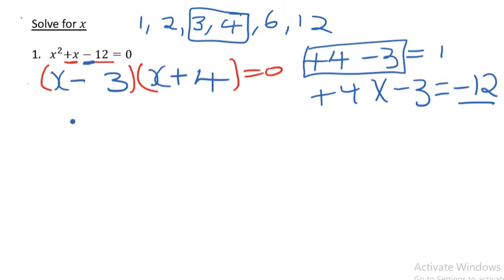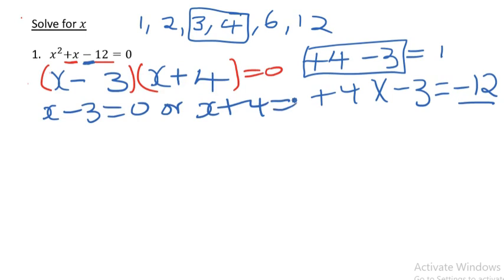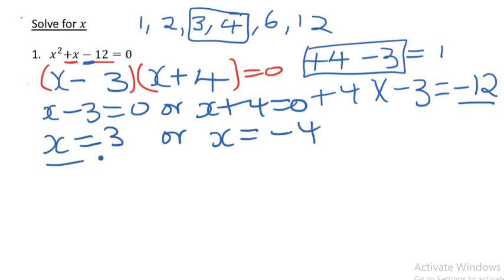So that makes sense. Now we need to equate the two brackets to 0. We will say x minus 3 is equal to 0, or x plus 4 is equal to 0. Now x is equal to 3, or x is equal to negative 4. Here you transpose for you to get the values of x. So that's how you solve for x on this problem. All right, let's move forward to the next problem.